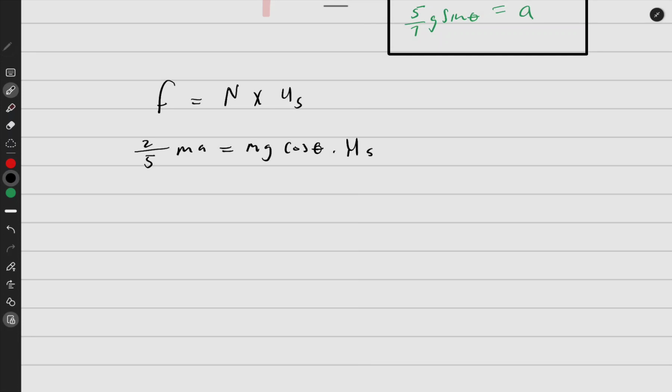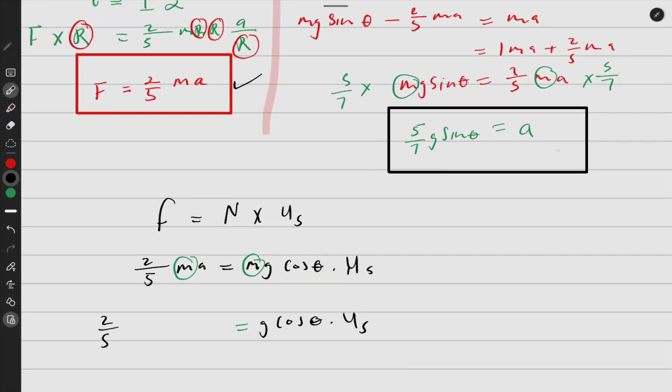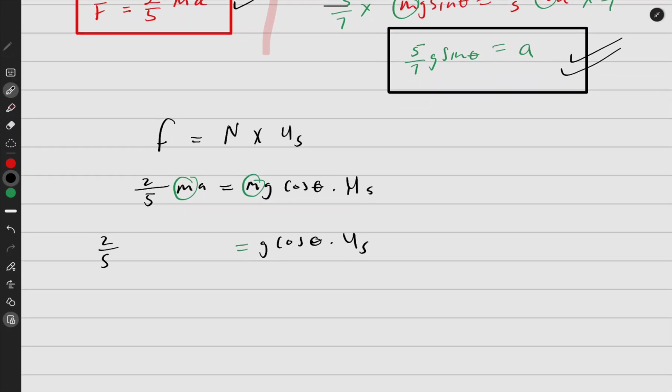and mu is just, let me put it as mu static like this, and we're looking at something that is common again. Can I spot any? I see this m, I see this m. That's all I can see. I think I missed some substitution. Let's do it again. 2 over 5 a equals g cos theta mu s, and the m is normal, but the acceleration, we do have an equation for acceleration here waiting for us to substitute, right?